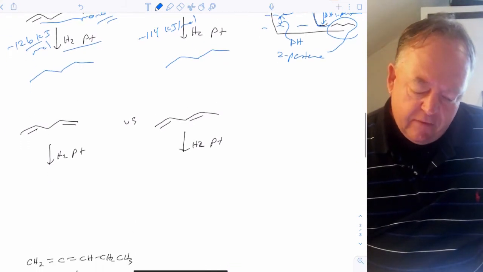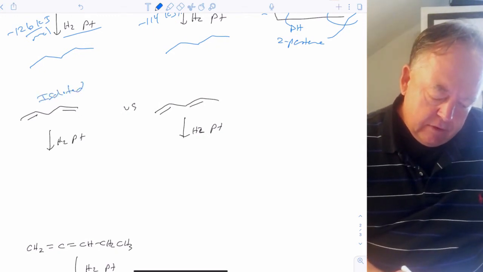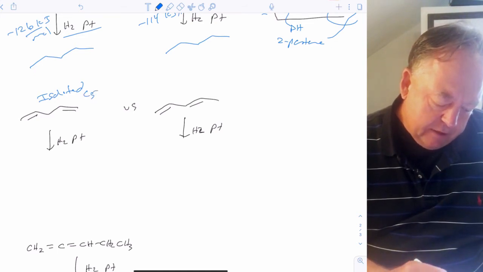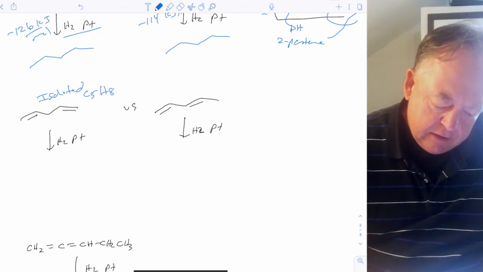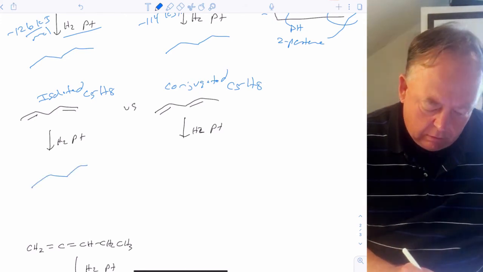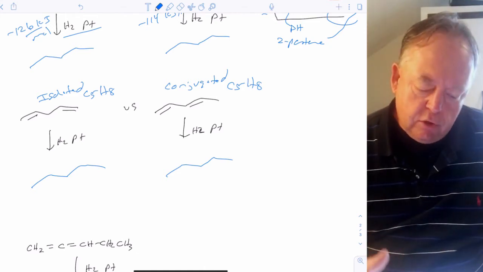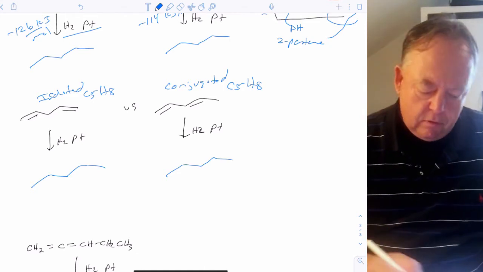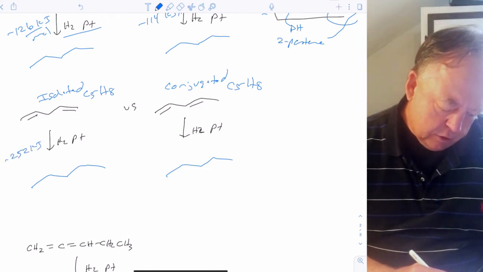Okay, so if we did the same thing for the diene, so if we took the isolated diene, this is C5H8, 1, 2, 3, 4, 5, 6, 7, 8. And this is the conjugated version of C5H8. If you do hydrogenation on both of the double bonds, then they both go to pentane. So just looking at how much heat comes off will tell you which one is more stable. The isolated diene gives off negative 252 kilojoules per mole.